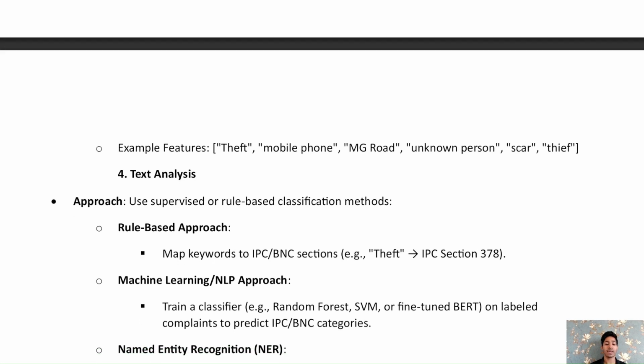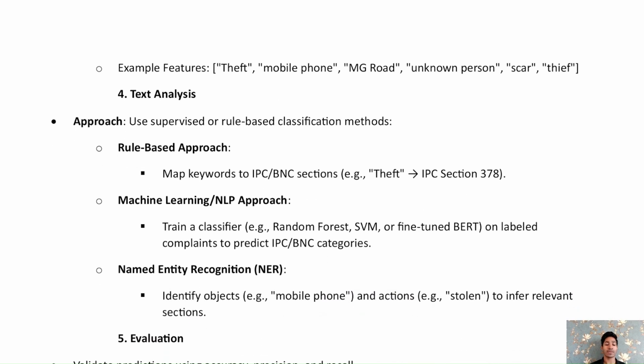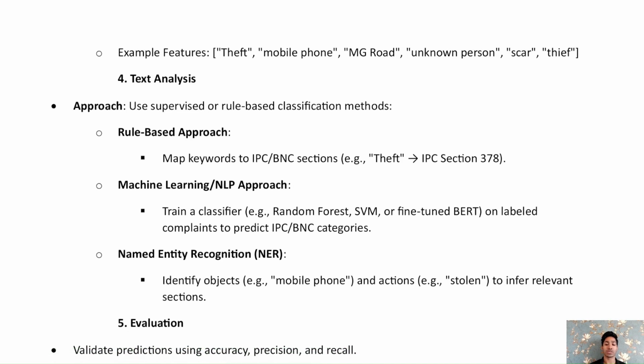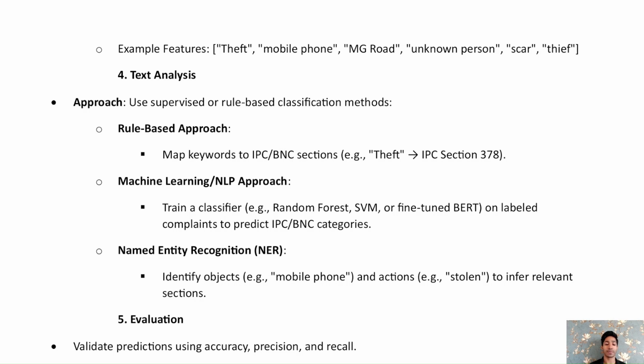The next approach is the machine learning approach. In this we train a classifier; for example, we can choose from random forest, SVM, or fine-tuned BERT on labeled complaints to predict IPC categories. The next approach is named entity recognition. In this we identify objects, for example the mobile which was stolen, and actions, which I just stated, stolen, to infer sections relevant to our complaint.